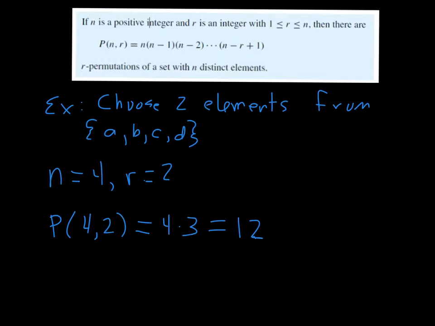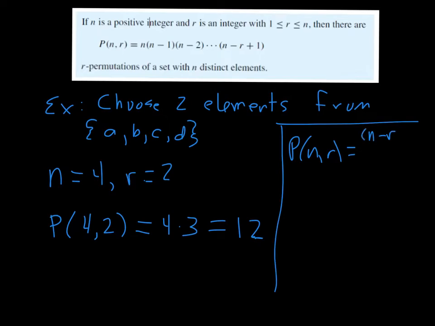Okay. Let me show you another formula that I believe is in the book, but sometimes people find this one just a little bit easier. Another formula for permutations is this. Permutations of n objects r at a time is equal to n minus r factorial. Whoops, nope, that's wrong. Let me erase that.